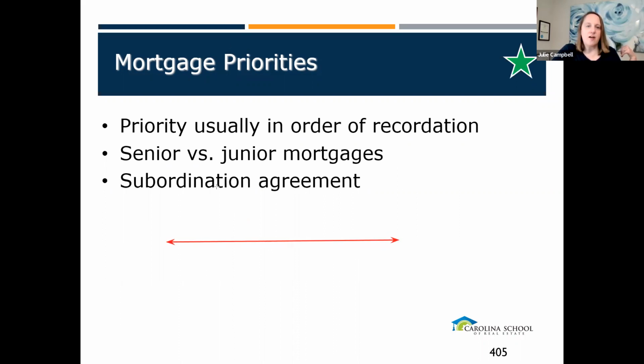So if we look at a timeline, you may have your senior mortgage originated here when you bought the home. And then somewhere down the road, your junior mortgage was originated.